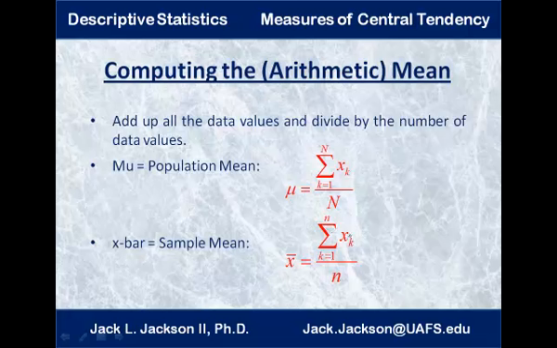So this just says add them all up. Add up all the ages and divide by how many you have. So we're adding up the ages of all the presidents, for example, in our example data, and then dividing by how many presidents there are, in this case 43. That will give you x bar, the sample mean, or the average.